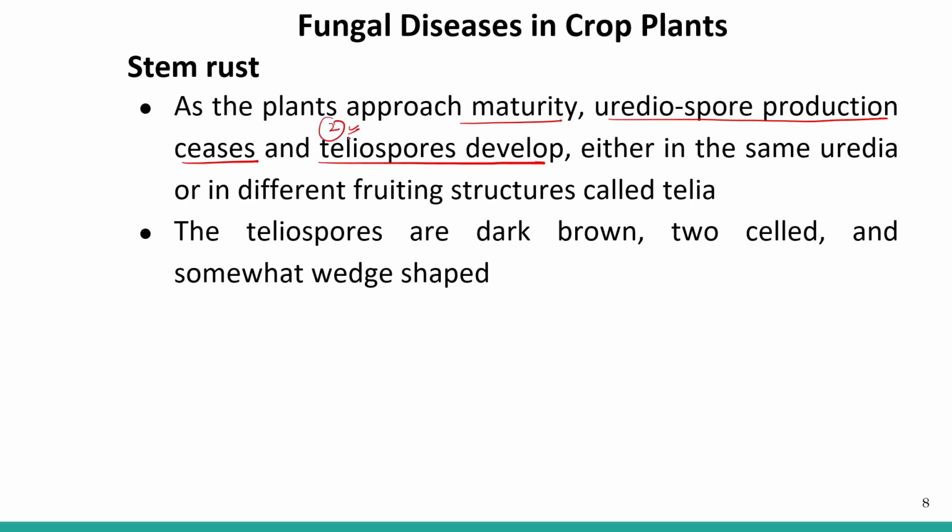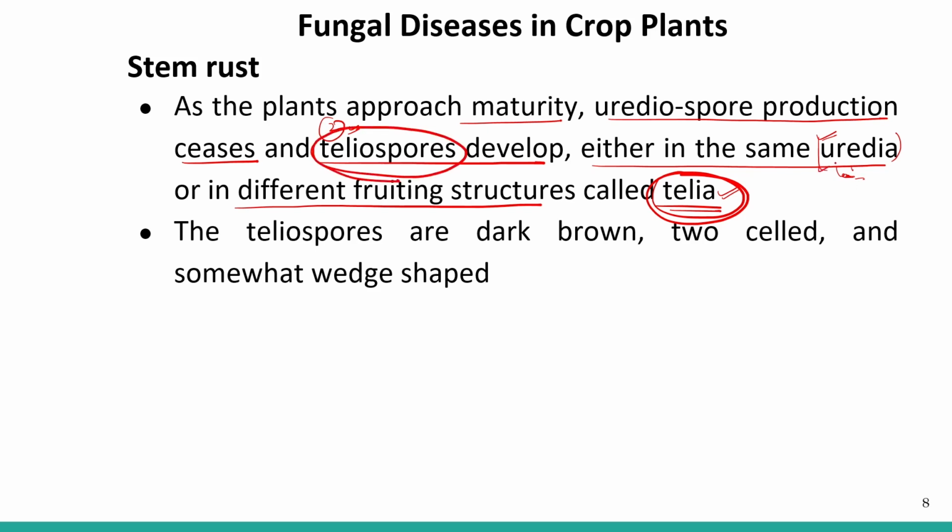The second type of spores, called teliospores, develop either in the same uredia or in a different fruiting structure called telia. So the uredia that bear urediospores, at that place the urediospores germinate and give rise to new pustules called telia, and these telia bear another type of spores called teliospores. So this uredia can change into telia, or there can be a fresh infection.